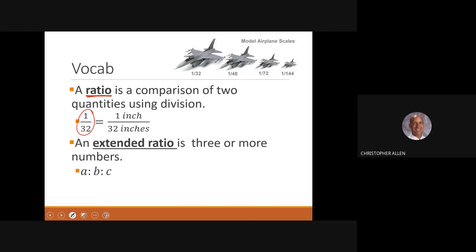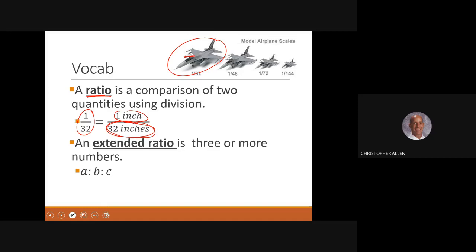So I could say the ratio, for example, you see up here, we have some models. I don't know if any of you guys ever made any models when you were younger or not, but we could say that this particular model right here is 1 inch in that model represents 32 inches in an actual airplane. In other words, if you measured, let's say this window right here, and it was 1 inch long in the model, that means that in real life, that window would be 32 inches long. That's what we call a ratio.